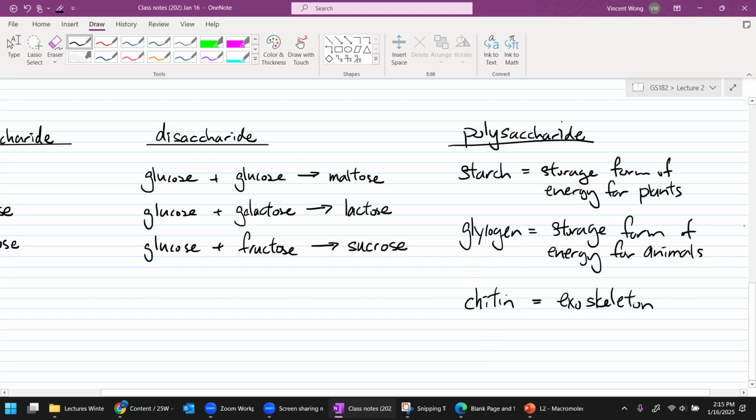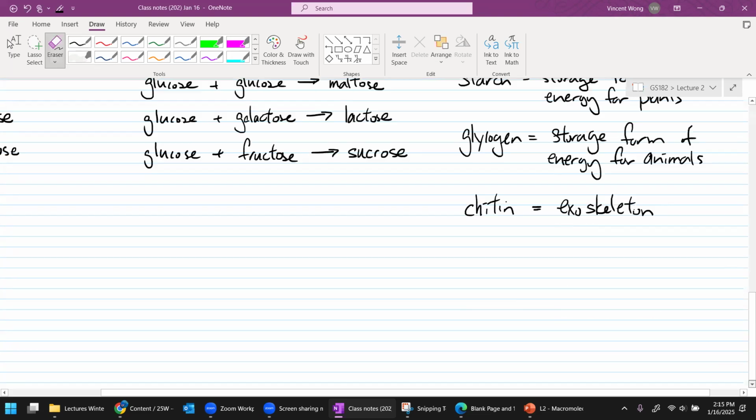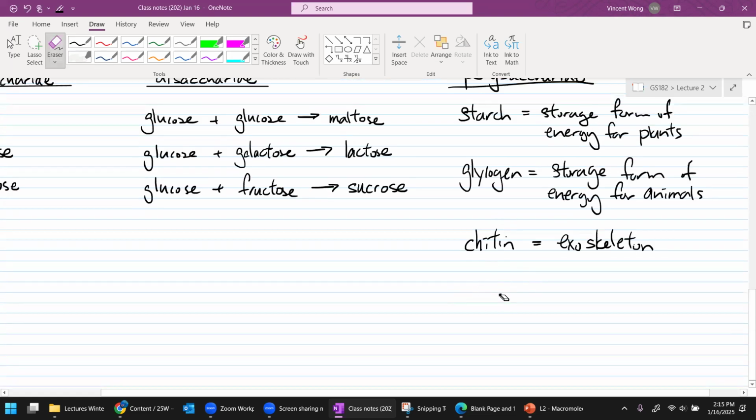Now on the test or quiz, please don't just write exoskeleton, right? You need to explain to me. Like exoskeleton for crabs and insects, right? Elaborate a little bit. This is just a quick summary. And the last one. What am I missing? Cellulose. That's right. Which is structural support for plants.